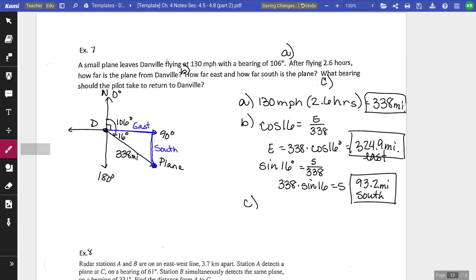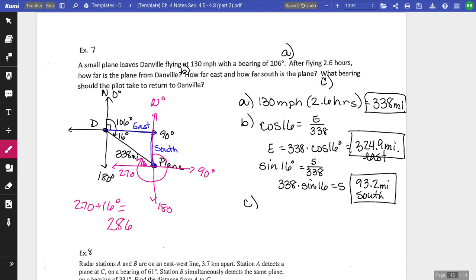Part C, what bearing should the pilot take to return to Danville? Now we have switched places, so your point of origin now is where your plane is. Here's north, and what we need to find is this angle measure here. Again, this is 90, this is 180, this is 270. I can find this angle is 16 degrees, so I can go 270 plus 16 degrees, and that's a 286 degree bearing.